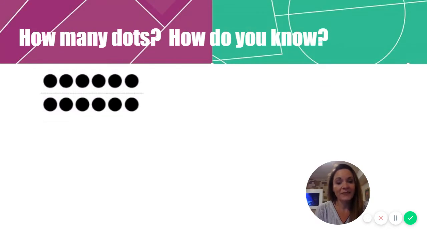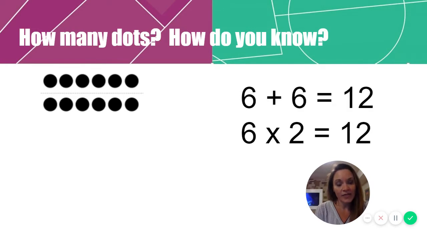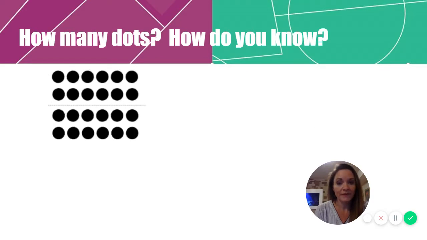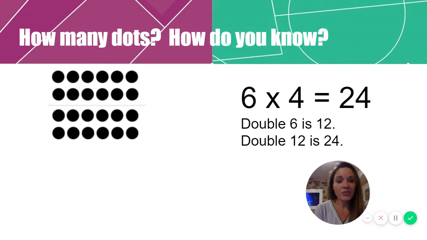How many dots? How do you know? Here we see 12 dots. We see 2 rows of 6. 6 and 6 is 12, or 6 times 2 is 12. How many dots? How do you know? Here we see 24 dots. We know 6 times 4 is 24, or 4 times 6 is 24. When we double 6, we get 12, and when we double 12, we get 24.